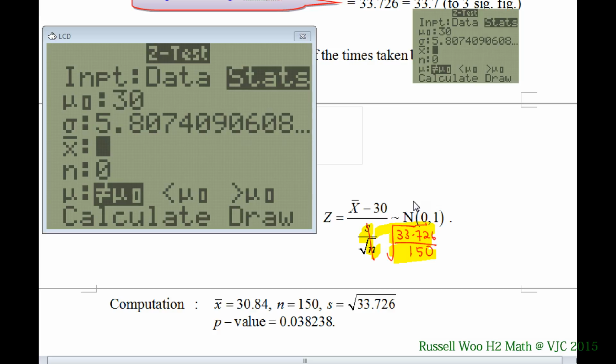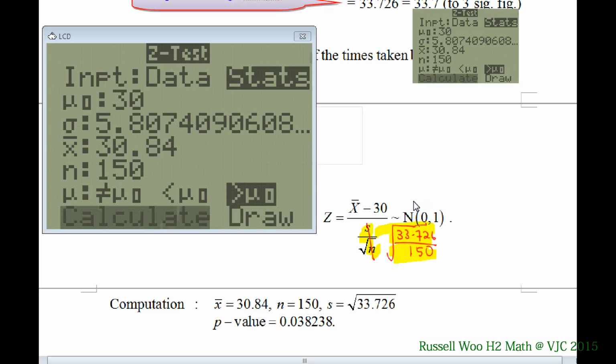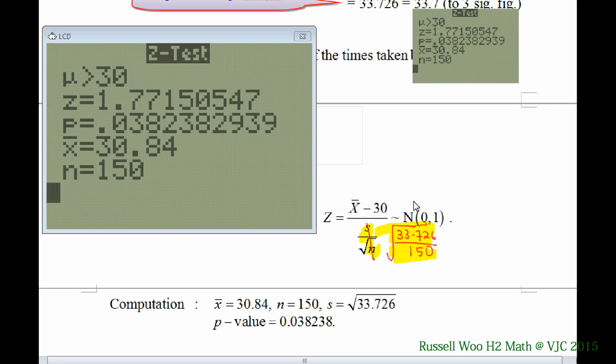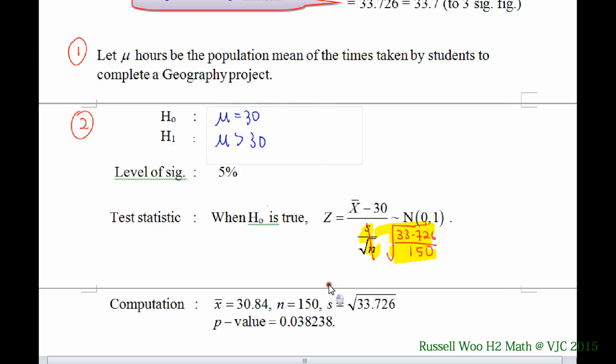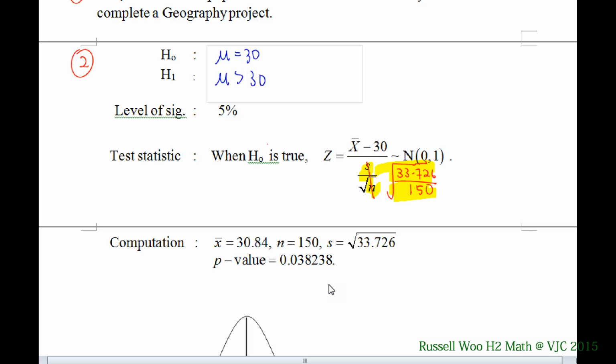X bar, the computed value is 30.84. Your n, now this is very important. Using these values, the GC will do the hard work. And you want to do a one-tail test. You realize that the GC can calculate this p-value very nicely for us: 0.0382. Follow? All follow? Very good. So you see, the GC helps us calculate this.